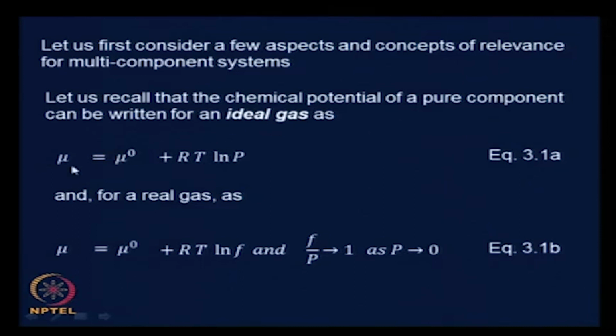We recalled initially the expression for chemical potential for a pure component that we wrote for an ideal gas. We said that for an ideal gas the chemical potential mu can be expressed as mu naught plus RT ln P, and when it became a real gas, when there is interaction between molecules that need to be considered, then we said we could write mu equals mu naught plus RT ln F, fugacity, and F by P, total pressure, tends to 1 as P tends to 0. So what was mu equals mu naught plus RT ln P for an ideal gas became mu equals mu naught plus RT ln F for a real gas.